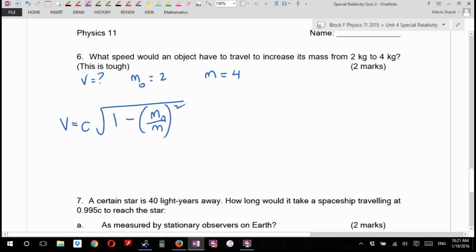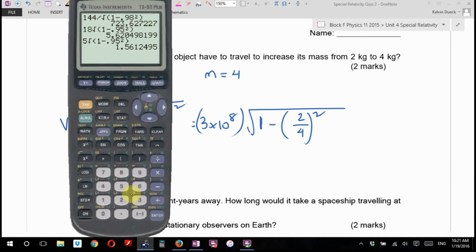Okay. Well, if I have that, it's not too bad. Maybe it's not so tough. It's going to be 3 times 10 to the 8th. There's the speed of light. Square root of 1 minus (2 over 4) all squared. 3 times 10 to the 8th, square root bracket. You know what? I might need a times there. I'm not sure. Square root bracket. 1 minus, well, 2 squared over 4 squared.